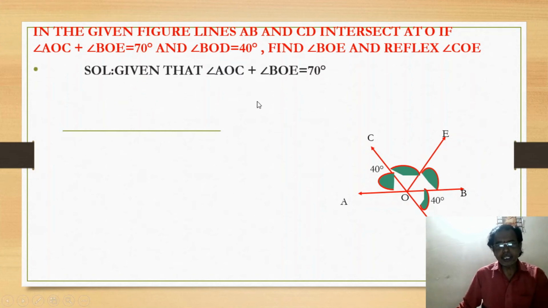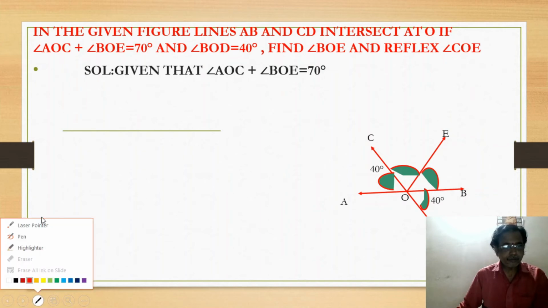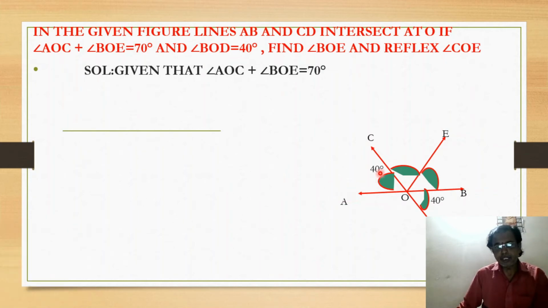Now, given that angle AOC plus BOE is equal to 70 degrees. Okay, children, the sum of AOC and BOE is 70 degrees. See here, angle AOC and angle BOE, the sum of these two is 70 degrees. Okay, so first we have to get that BOE angle. By which way? Already we have AOC as 40 degrees. Why? Because here BOD is equal to AOC, vertically opposite angles. Okay, children, those same properties and definitions are applicable here. So see one by one.